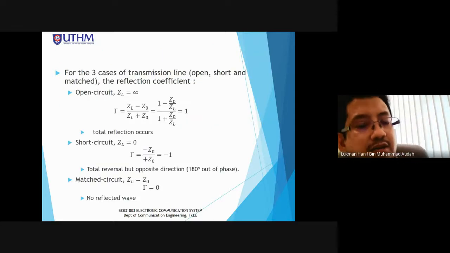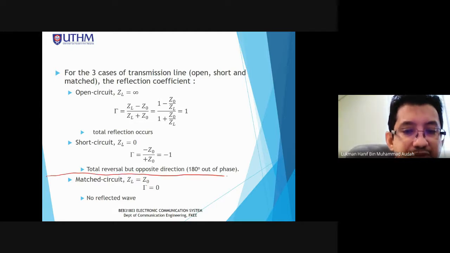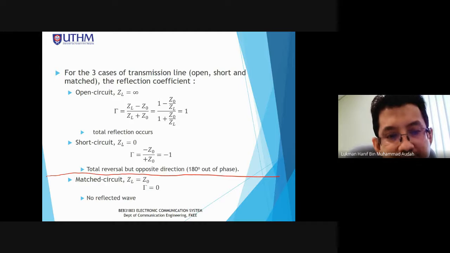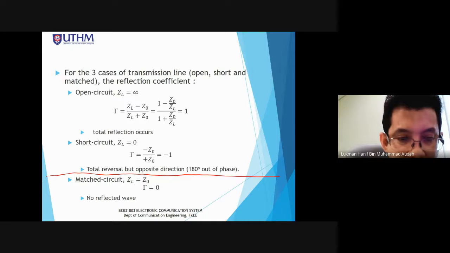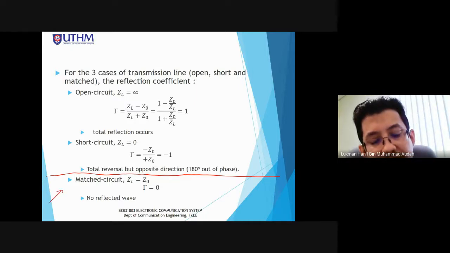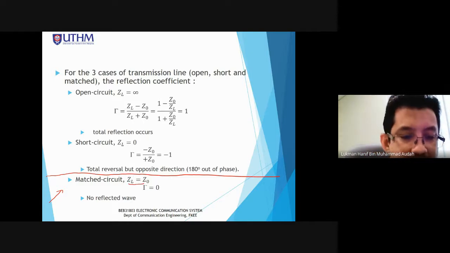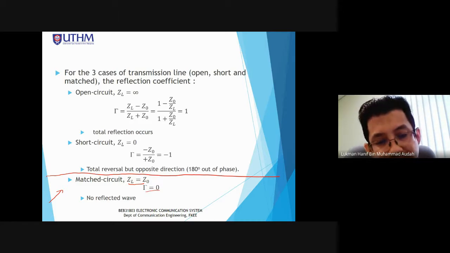Dan kita boleh lihat untuk 3 extreme cases, okay, akan ada 3 extreme cases. Kita lihat yang bawah dulu, 3 extreme cases for the load impedance. Untuk bahagian bawah ini, kita lihat yang bawah dulu lebih mudah. Yang bawah ini adalah apabila load impedance equal to characteristic impedance. At this time, the reflection coefficient is equal to 0. That means no reflected wave.